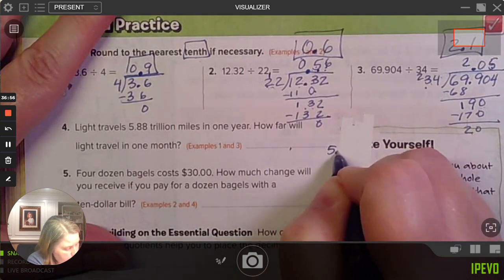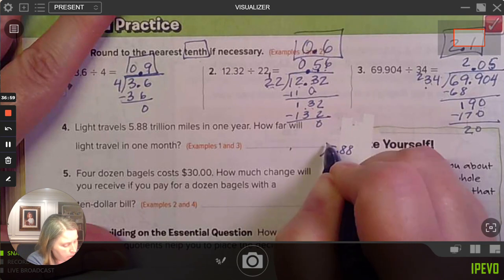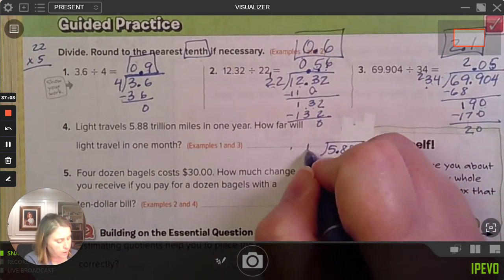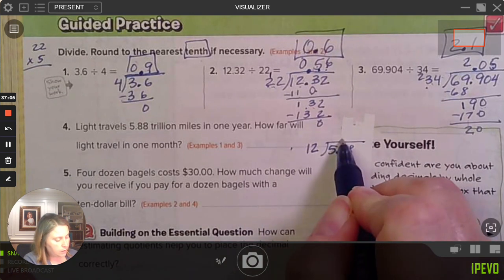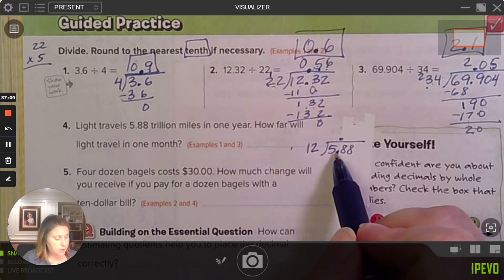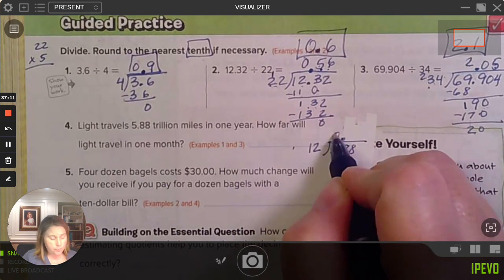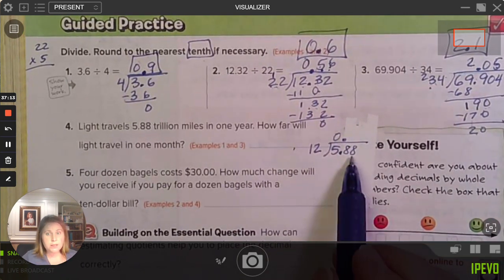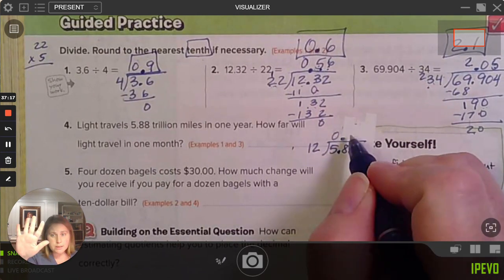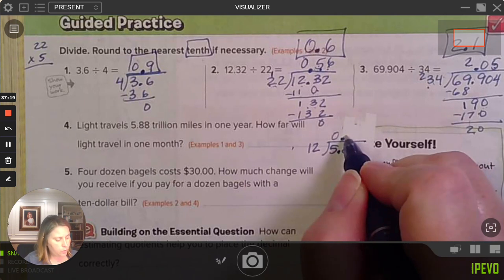We'll write it here. We're going to use that space. Divided by, well, how many months are in a year? 12. Okay, we bring our decimal straight up. Does 12 go into 5? No, it does not. So above the 5, I write a 0. Does 12 go into 58? Yes, it does. 12, 24, 36, 48. 60 is too big, so not 5. It will have to be a 4.